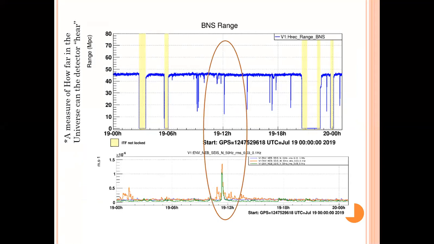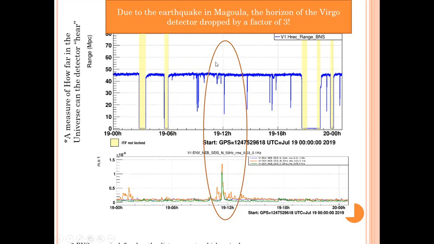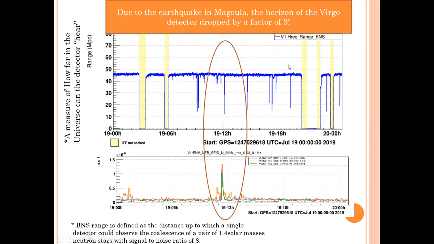Some real data of gravitational wave noise hunting. So, for example, here you see a measure of the range in the universe that Virgo can observe. This is what we call BNS range, and it means the distance up to which a single detector can observe neutron stars merging, with a signal to noise ratio of 8, which means that the signal is 8 times louder than the noise.